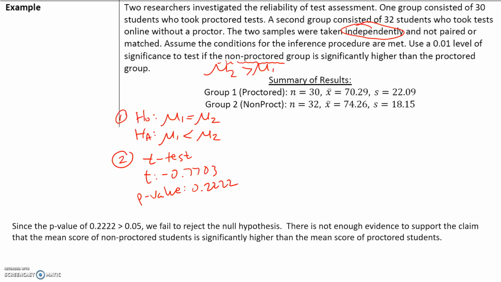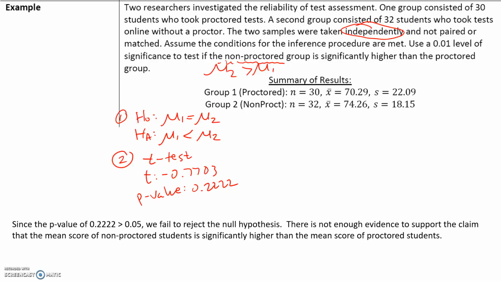So that leads us to our conclusion. Since our p-value is greater than our significance level, which is 0.01, I wrote 0.05 by accident, but in either case, since 0.2222 is greater than 0.01, there's a high probability that this could have just occurred by chance, that the scores of the second group were higher than the scores of the first group. That could have easily occurred by chance, according to this probability. So we failed to reject the null hypothesis. There's not enough evidence to support the claim that the mean score of the non-proctored students is significantly higher than the mean score of the proctored students.